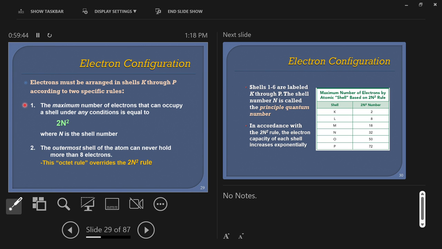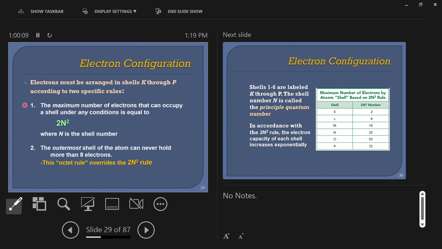Here's how you're going to put it into work. Actually, let me finish the second rule, and then I'll show you how you're going to put this to work. So, the second rule. The first rule is, tell me a shell number, and I'll tell you how many electrons it can hold. Not how many it is going to hold, how many it can hold. The second rule: the outermost shell will only ever hold up to 8.